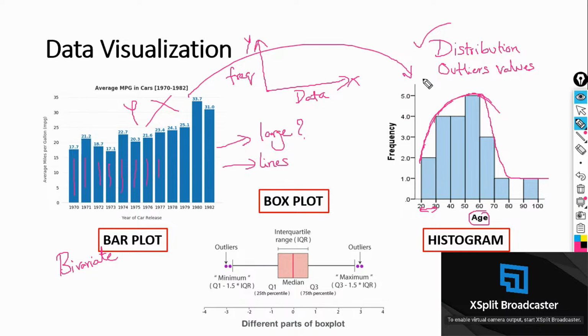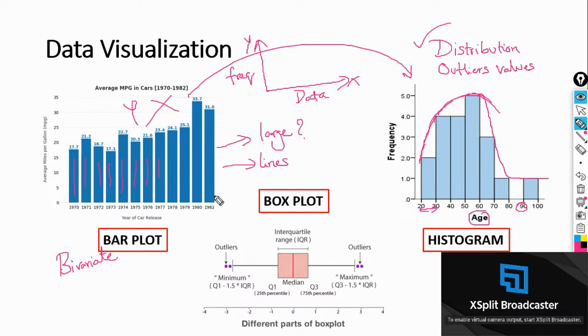It just talks about the probability. There might be a chance of the presence of outliers. Maybe 90 might be an outlier or not. We are not sure, but there is a chance of 90 being an outlier. That is what I'm trying to show. So don't get confused.